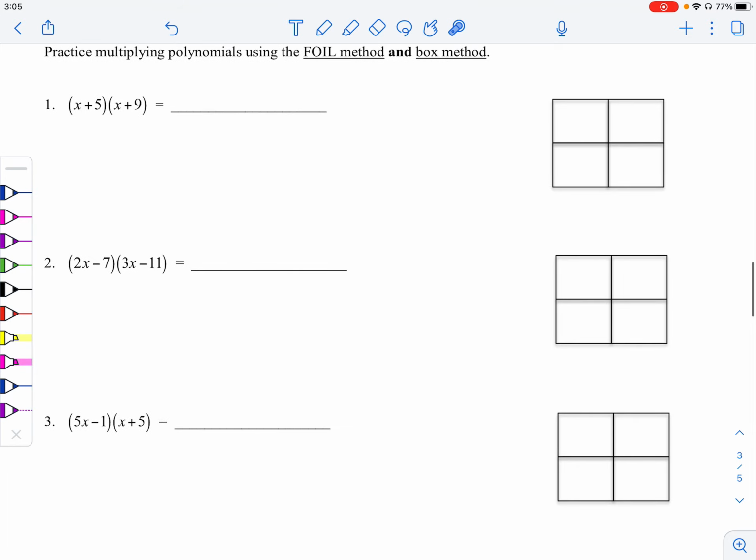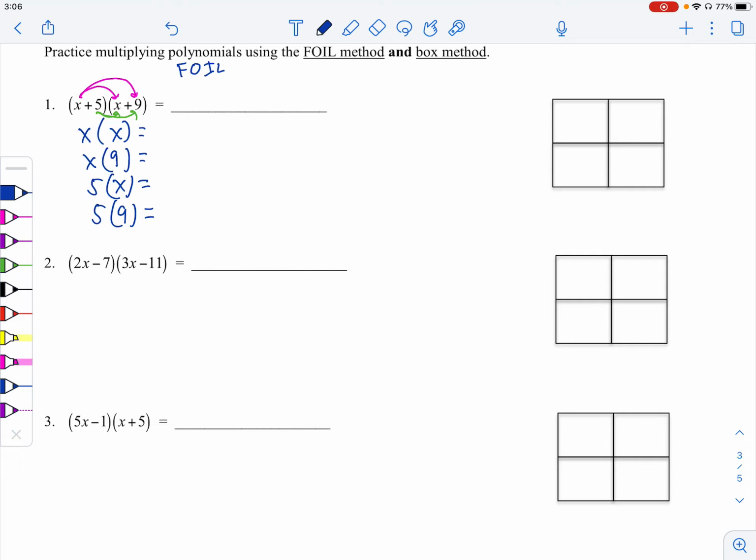Okay, so let's do examples right here. Okay, so we do FOIL method. So we're gonna write this out. So first, right? So use FOIL. First, outer, inner, last. So first terms, x, parentheses, x. Then we go outer terms, x times 9, right? X parentheses 9. Then we go to the next inner, 5 times x, or 5 parentheses x. And then 5 parentheses 9 for the last one.